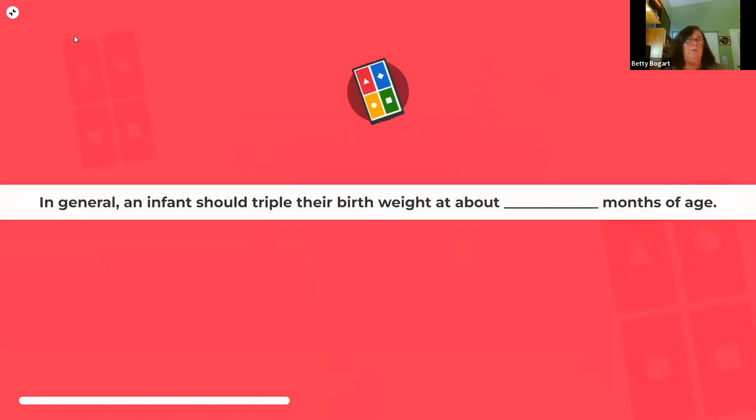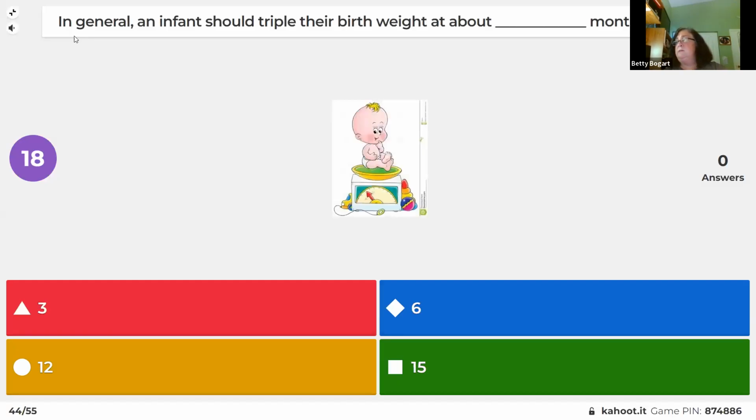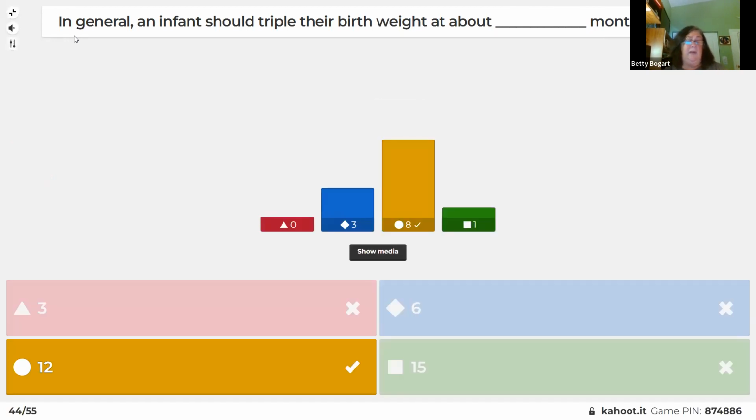And in general, an infant should triple their birth weight at what months of age? And that should be at 1 year, 12 months. We double it at 6 months, triple at 1 year, 12 months.